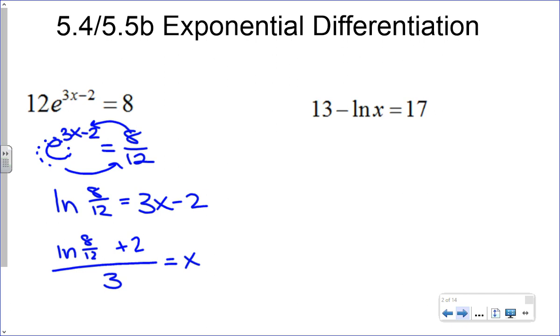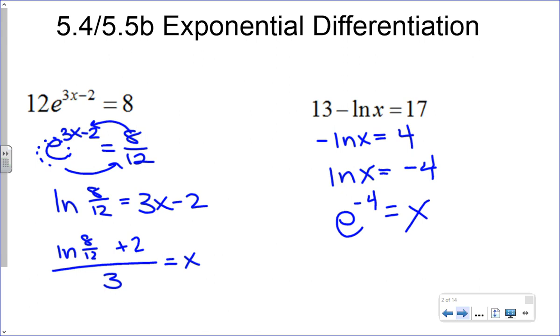Isolate the natural log. So if we subtract 13, are we okay with that? Divide by the negative, and then since our base is e, we have e to the negative 4th equals x. Okay, so that was a good refresher.